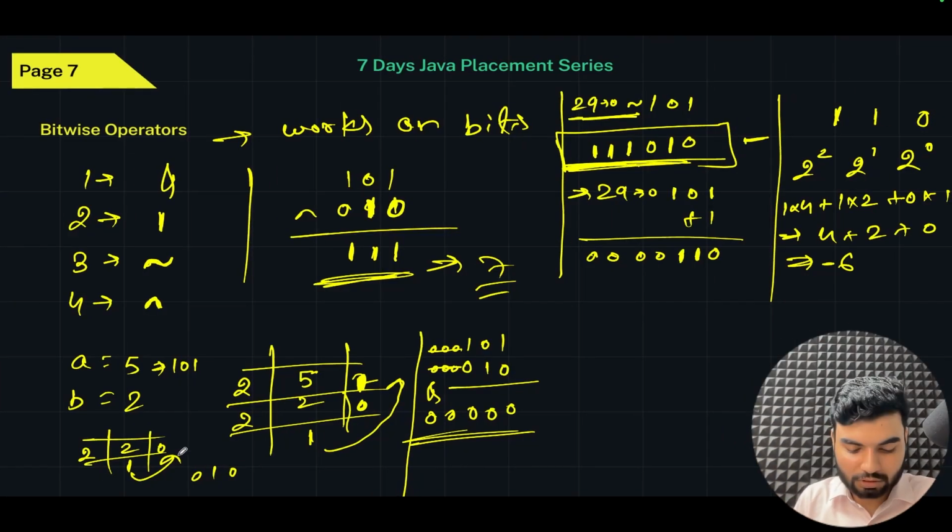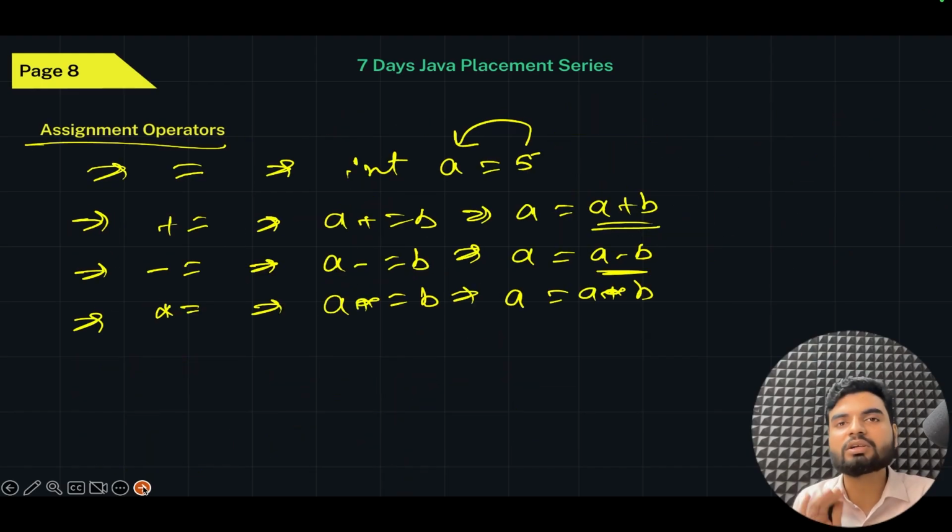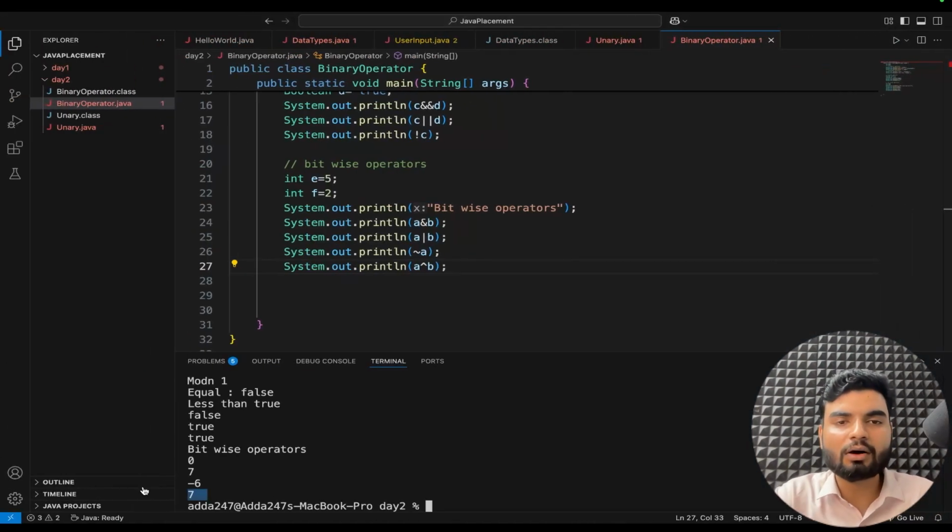Perfect. Now another was the assignment operator, which you already know. We already did this, right? That you already know, and anyhow, you'll utilize it in the examples as well. But anyway, I'll just show you one example of how this is working.